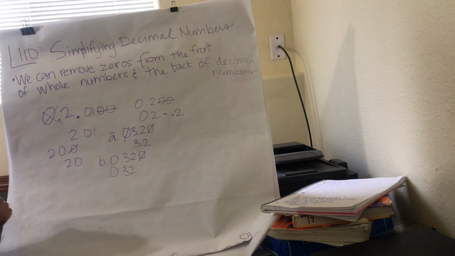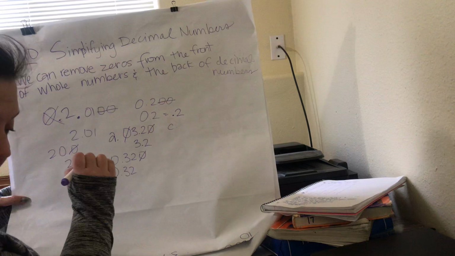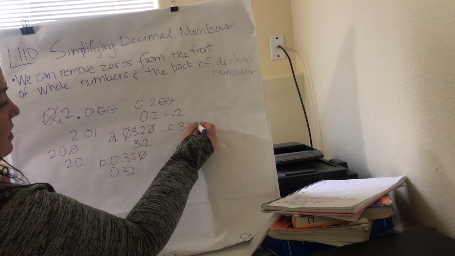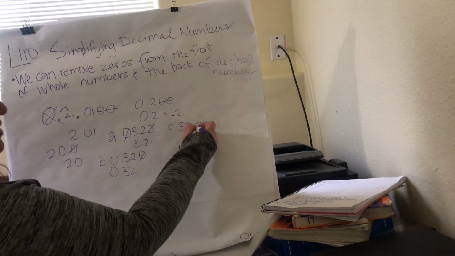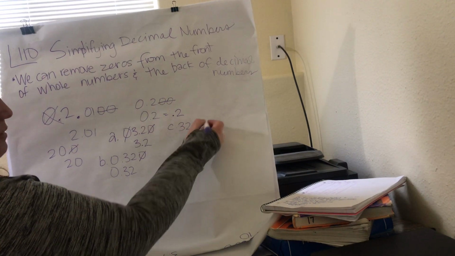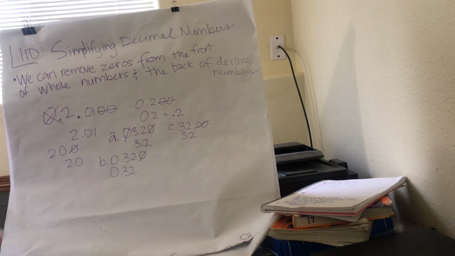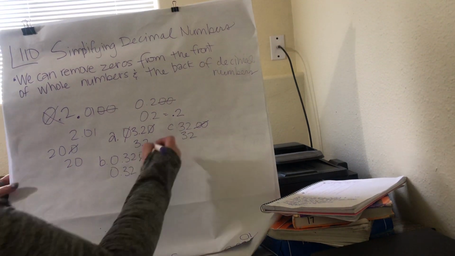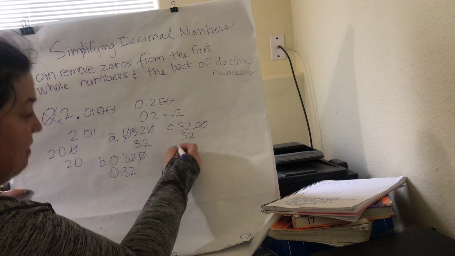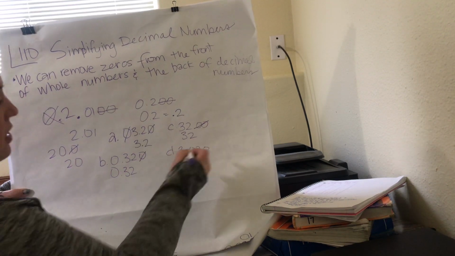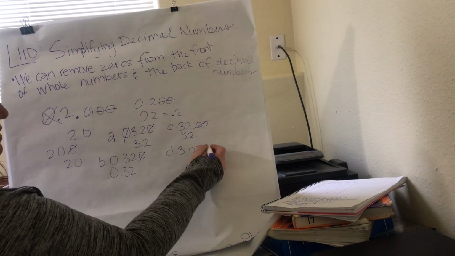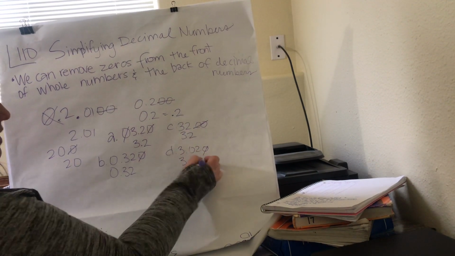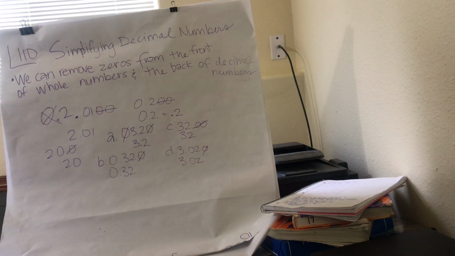Let's look at C. For C, we have 32, but we have some extra zeros back there. We don't need to show the decimal, and we don't need the zeros. We can simply say we just have 32. And then with D, we have 3.020. What zero is not needed? Yeah, we don't need this one. We simply have 3 and 2 hundredths, or 3.02.